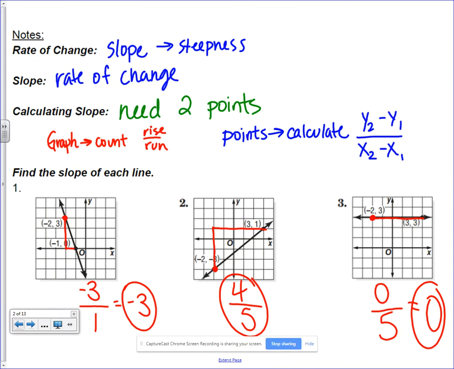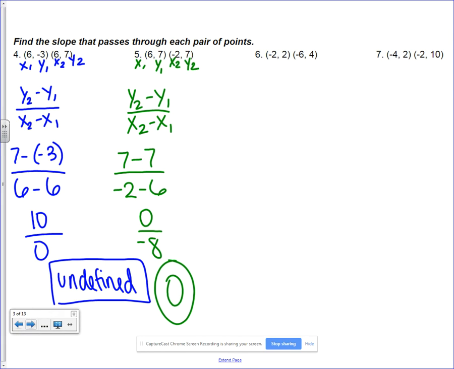Zero slope is a horizontal line. So if I were to graph these points, it would make a what? Oh, nope, undefined's back here. That's if I have a 0 on the bottom. Does everybody see how the 0 is on the bottom there? Over here, the 0 is on the top, correct? 0 on the top is 0. It is a horizontal line. 0 on the bottom is undefined. It is a vertical line. Do you see the difference?